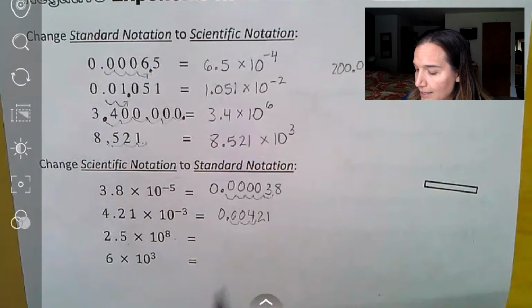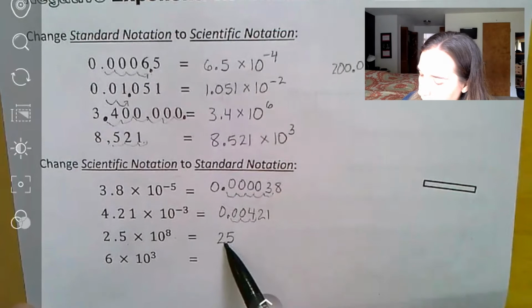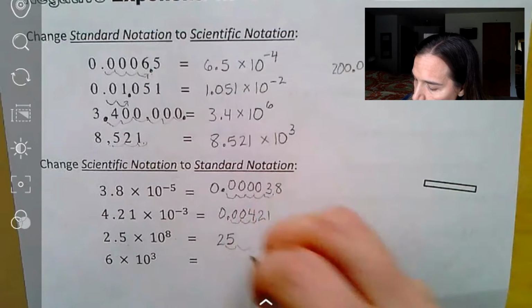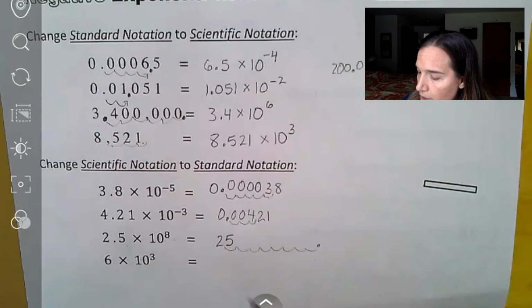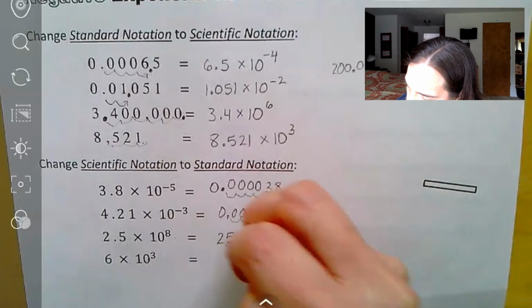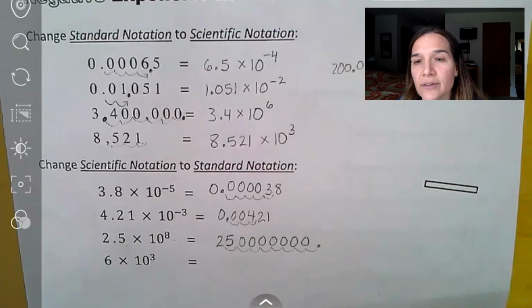And so in this case, 2.5, 2, 5, we had the decimal point between the 2 and the 5. But now I want to move it 8 places to the right. So I'm going to move it 1, 2, 3, 4, 5, 6, 7, 8. Notice that I moved it past the 5. That's 1. So technically, I need 7 more zeros after. 1, 2, 3, 4, 5, 6, 7. If you notice, I didn't line them up with the little curves, but that's how many I needed.